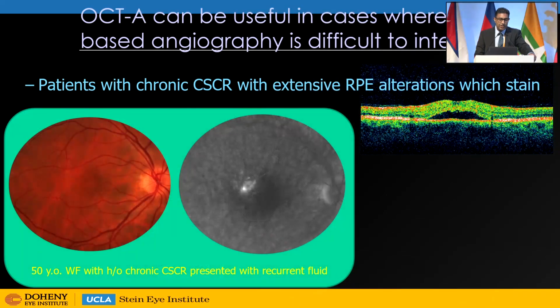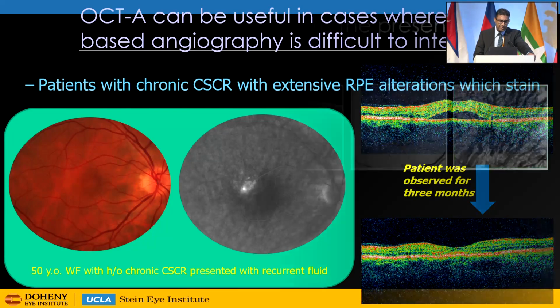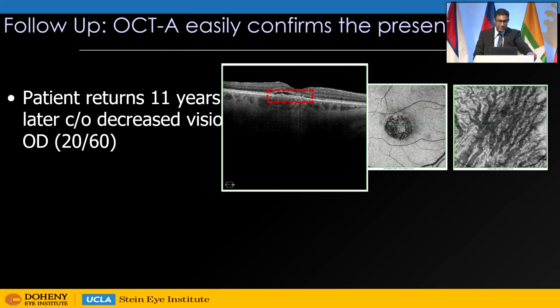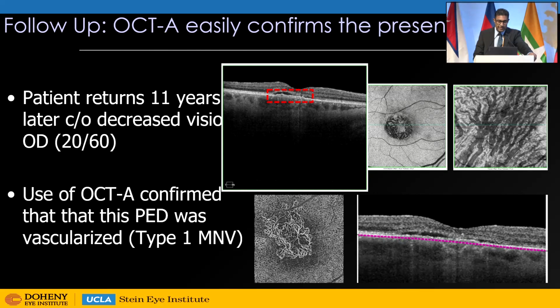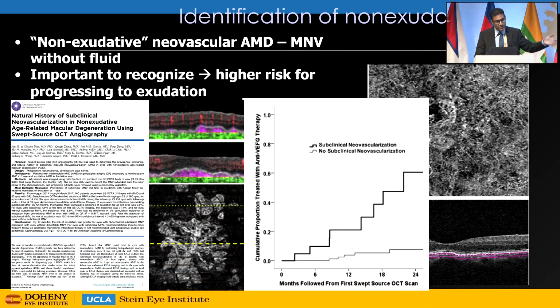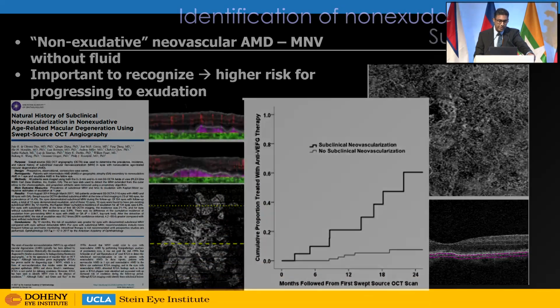Cases where OCT angiography can be especially useful is where dye-based angiography is difficult to interpret, like patients with chronic central serous, where there can be staining of the RPE alterations that's difficult to distinguish from leakage. This was a patient with CSR who was observed, had nice resolution, but presented 11 years later with recurrent subretinal fluid. But now we could see an interesting new finding with this double layer sign. In fact, OCTA confirmed the presence of neovascularization in this case. And of course, it's important to recognize patients with early neovascularization without fluid because these patients do have an increased risk for conversion and may need to be monitored more frequently.